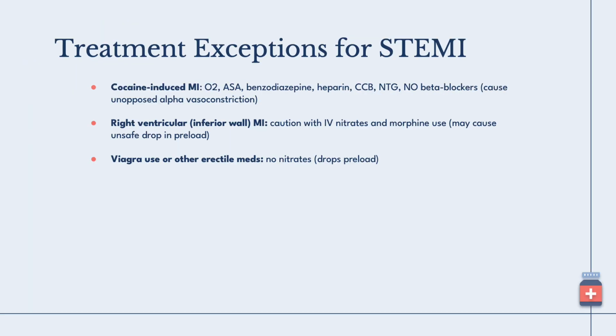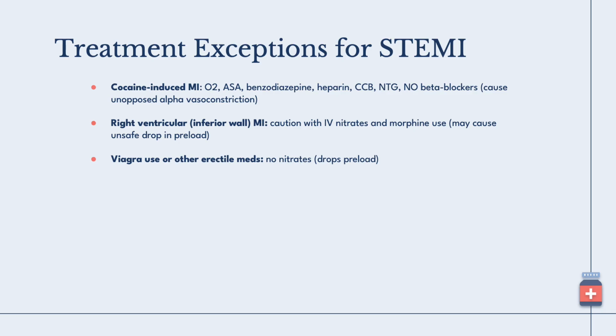So some of our treatment exceptions for STEMI: if it's cocaine-induced MI, you're giving oxygen, aspirin, a benzo, heparin, calcium channel blocker, nitro. Here we're not giving beta blockers, because that's going to cause unopposed alpha vasoconstriction.